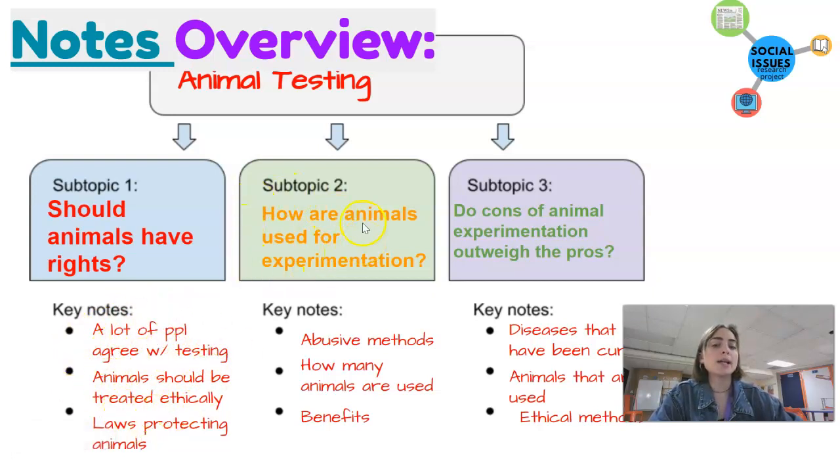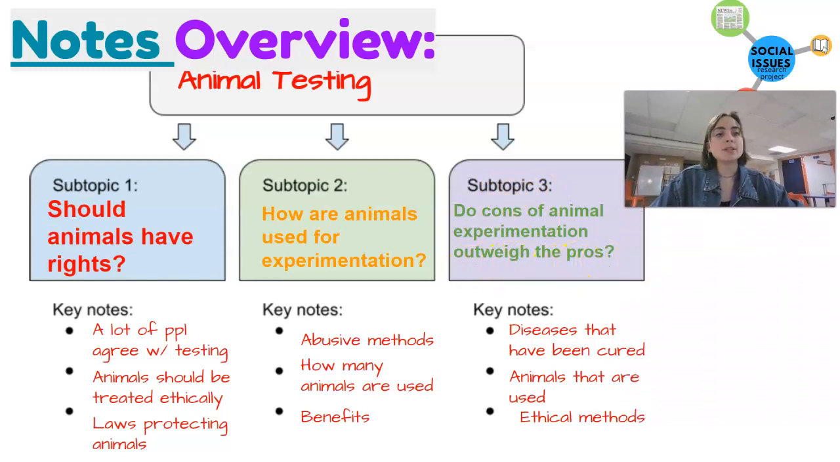So subtopic 2, the guiding question might be, how are animals used for experimentation? And some keynotes we could write down are, okay, I want to make sure I cover the abusive testing methods, or how many animals are used for animal testing, and maybe also some of the benefits of animal testing. Subtopic 3, or our third guiding question, might be, do the cons of animal experimentation outweigh the pros? And some of these bullet points that we want to write down for keynotes could be diseases that have been cured because of animal testing, animals that are used, and ethical methods.